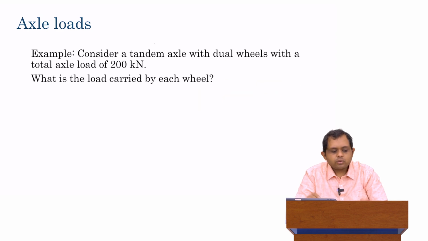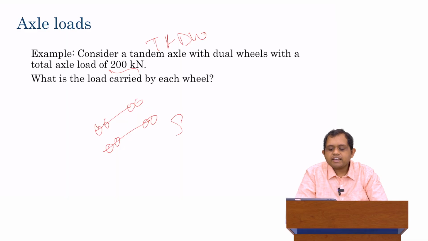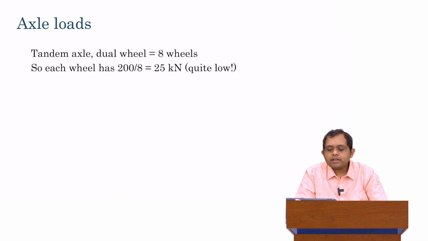So as an example, quickly, I'll finish this in a few seconds. If we consider a tandem axle dual wheel with a total load of 200 kilonewtons, what is the load carried by each wheel? So a tandem axle dual wheel basically looks like this. Totally we see here we have 8 wheels. So if we have 8 wheels, 200 divided by 8 is 25 kilonewtons. So the actual load on each wheel is quite low, 25 kilonewtons, but 200 kilonewtons as a whole for the axle is quite high.